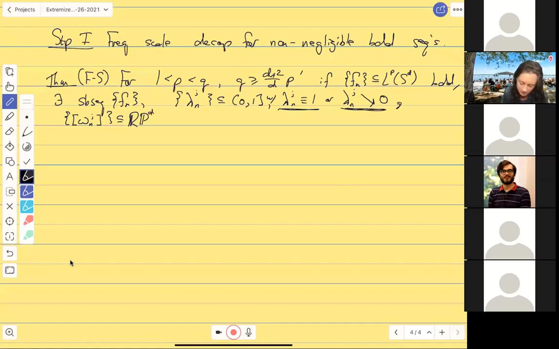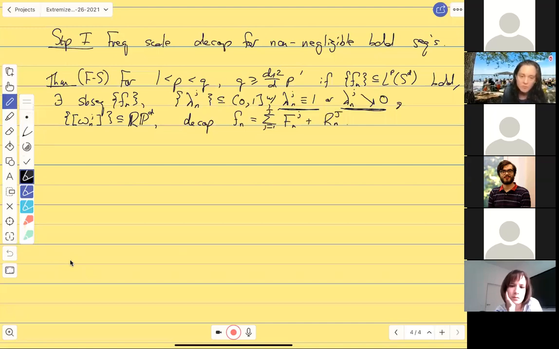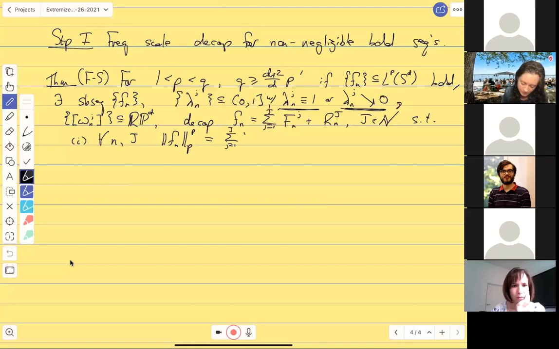And finally, decompositions: f_n is the sum from j equals 1 to J of f_{n,j}, plus the remainder, such that. So first of all, we have really good L^p orthogonality. The supports are pairwise disjoint, and so we get the following. For n and J, the norm of f_n in L^p to the p is equal to the sum of the norms of the f_{n,j} in L^p to the p, plus the norm of the remainder.